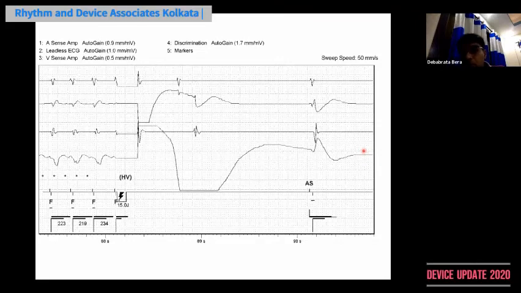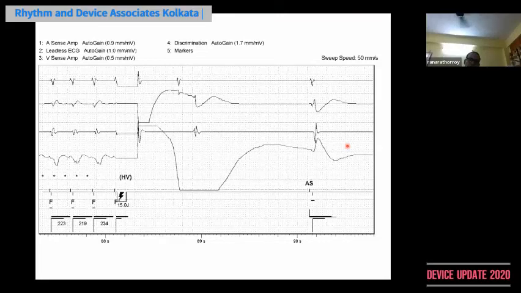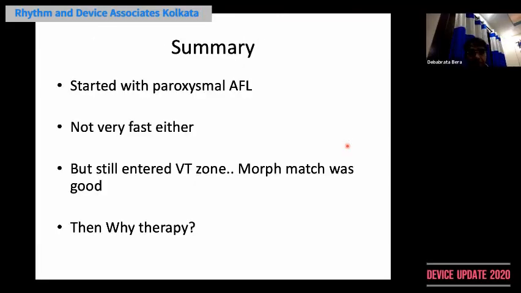You see there is no arrhythmia here. Even the atrial tachycardia has cardioverted, as has the ventricular tachycardia. So if you ask me, I will call it an inappropriate therapy to begin with. The ATP was inappropriate, but the shock was appropriate for a fast ventricular tachycardia. To summarize, to start with, it is a paroxysmal atrial flutter. It was not very fast either. There was a good morphology match, but why then was there a therapy?